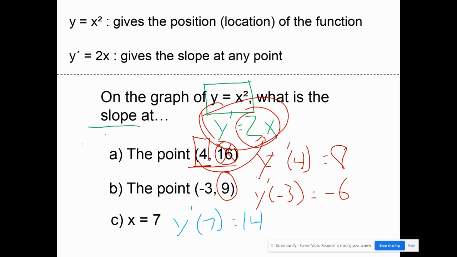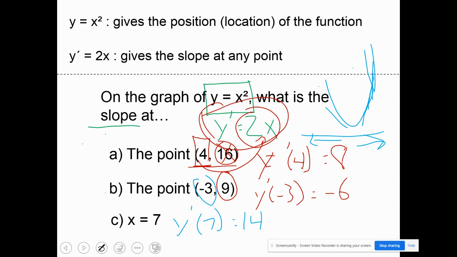Right? And it should make sense because, again, along that parabola, as your x's get larger, you can see the steepness of those slopes, right? Those points, the slopes at those points are going to get steeper. And if x is getting smaller, like back here at -3, you also have some steeper slopes, but in a negative direction.